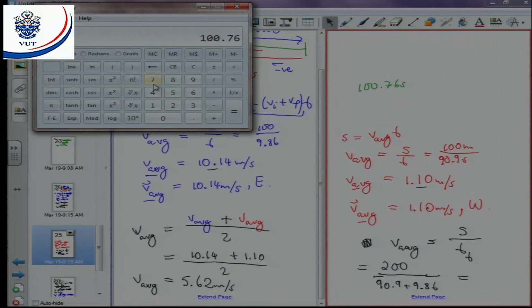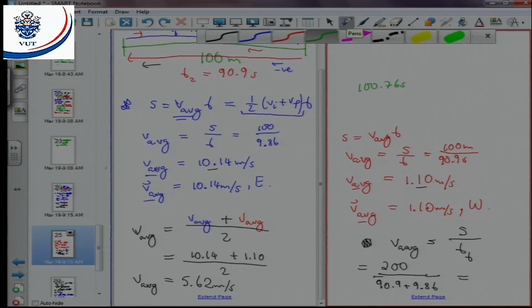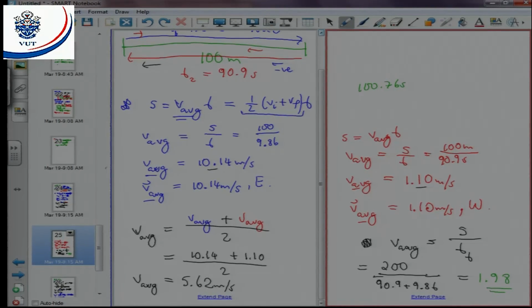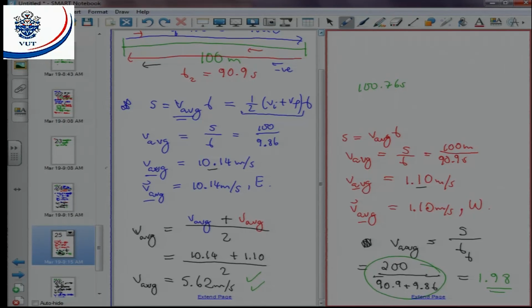So what I want to do now is take 200 and divide by our 100.76. Okay, so they don't give the same answer. That's odd. We get 1.98. Okay, I will check this, and then in the next lecture I will say which, but I think this is the correct answer and what was the problem with the other one.